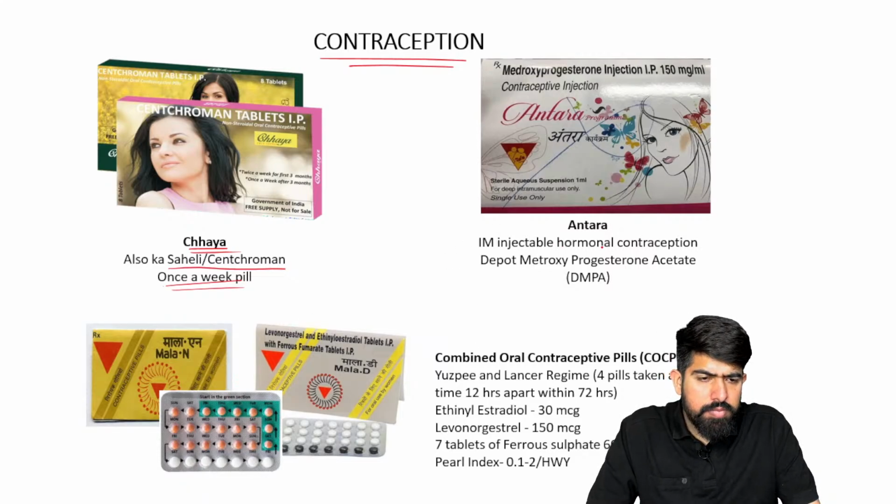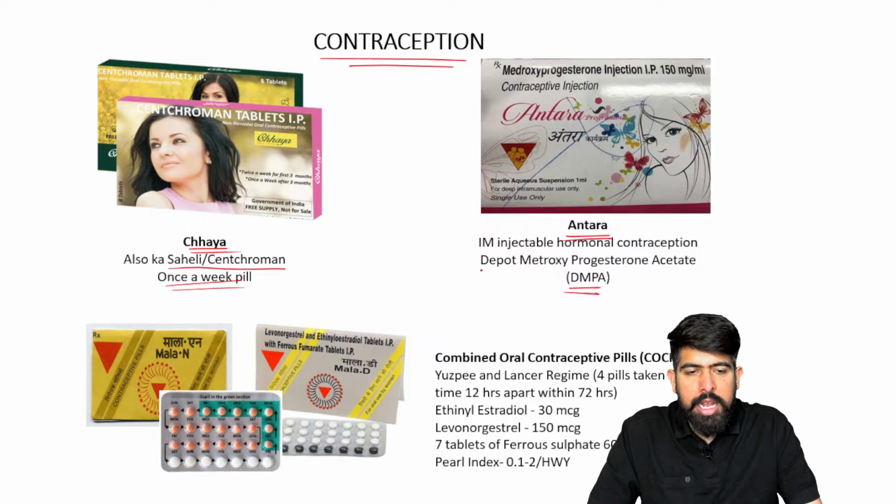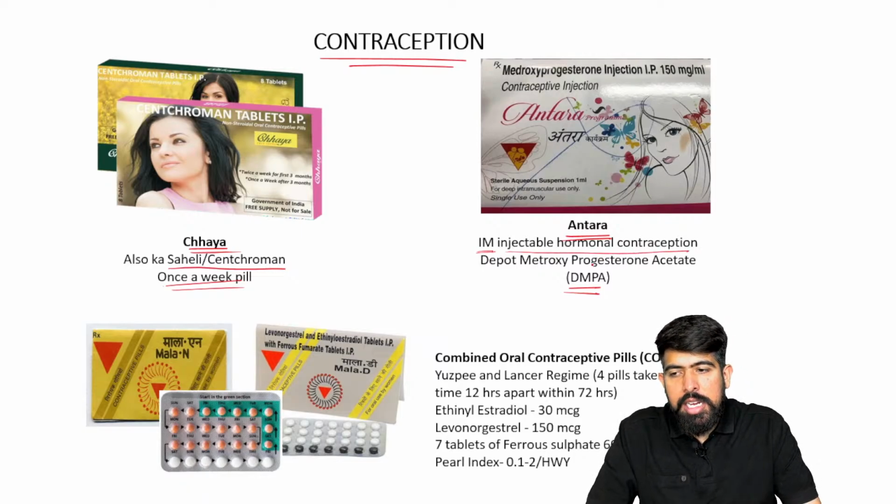Next we have Antara. What is this Antara? This has the medroxyprogesterone injection, depot medroxyprogesterone acetate, DMPA. This is an IM injection. We are giving the IM injectable hormonal contraceptive to the patient. This is the injectable hormonal contraceptive.